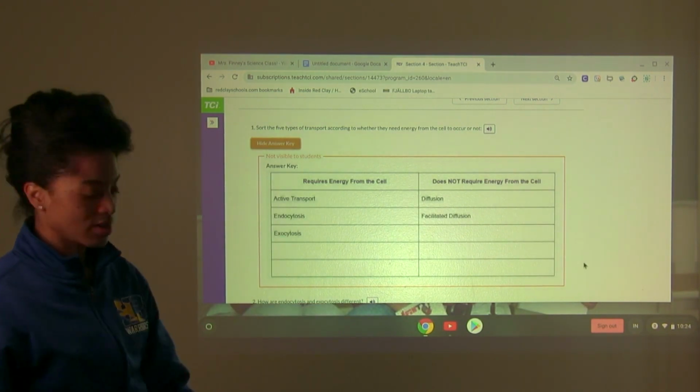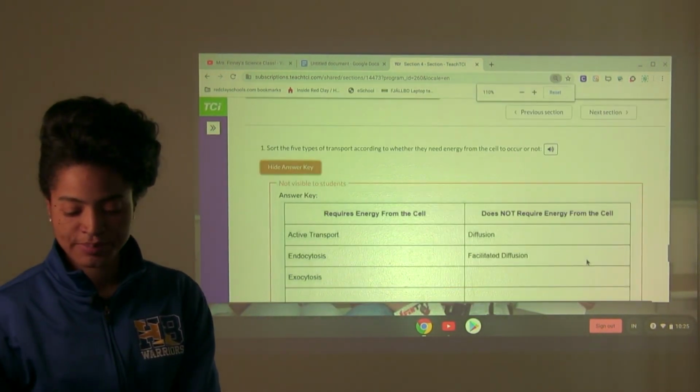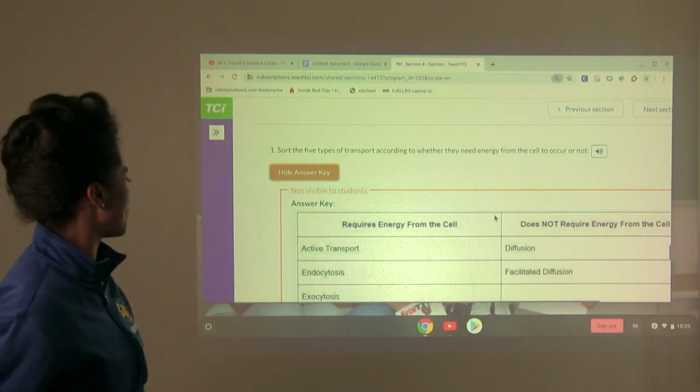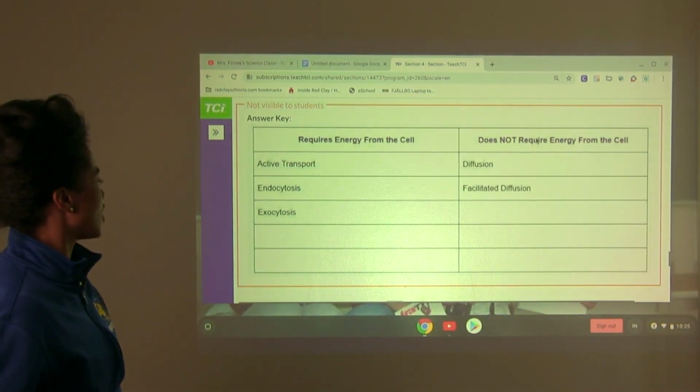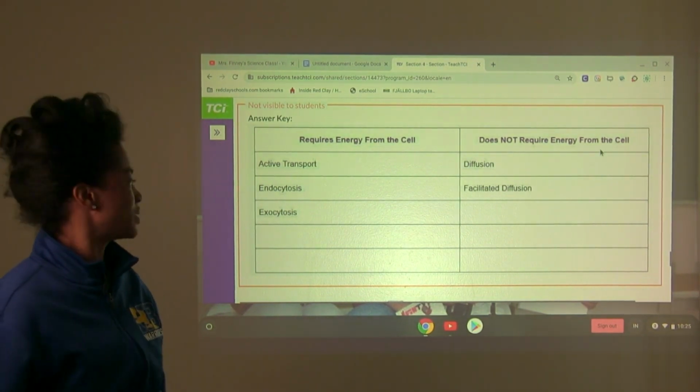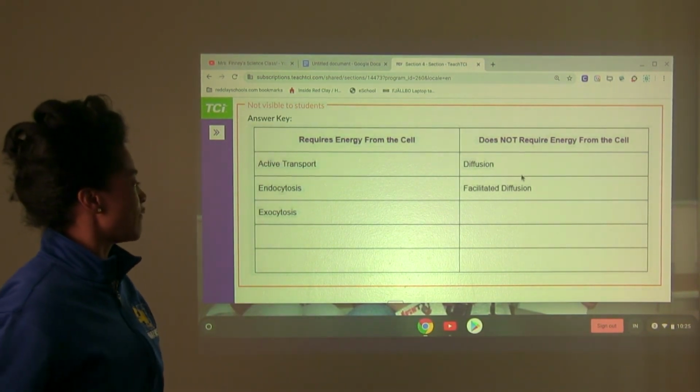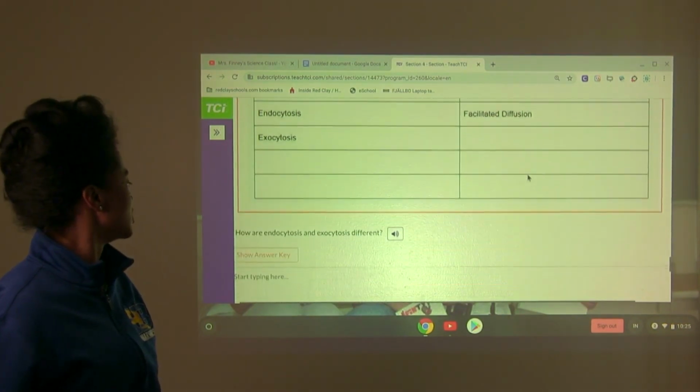All right, here we go. So requiring energy: active transport, endocytosis, and exocytosis. And then does not require energy from the cell, we have diffusion and facilitated diffusion.